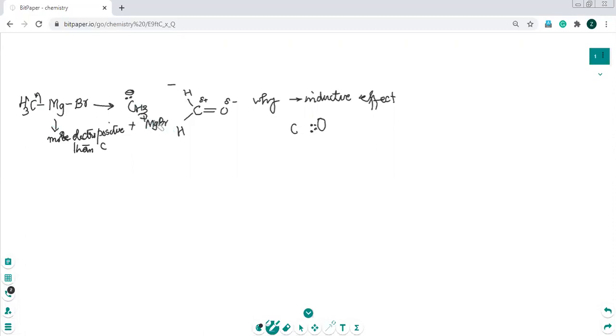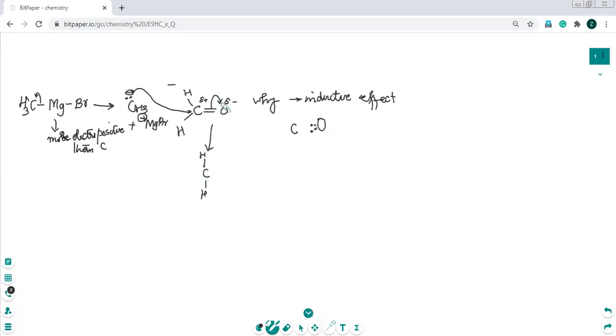Now see, where will this attack? This will attack this carbon of the C=O bond because this is polar. So this carbon is more electrophilic. And see how we write the mechanism of this reaction. Now, write the product form. See, everything else is remaining the same. H here. You write the same thing.